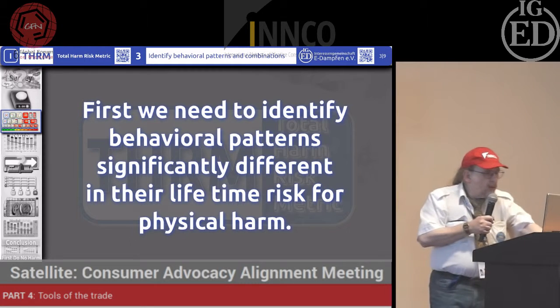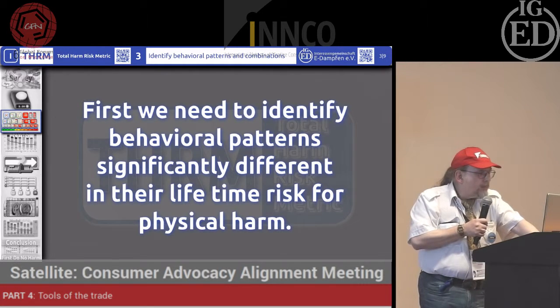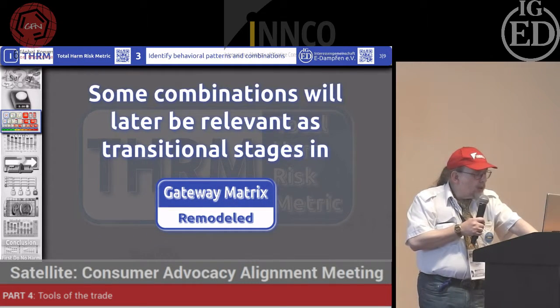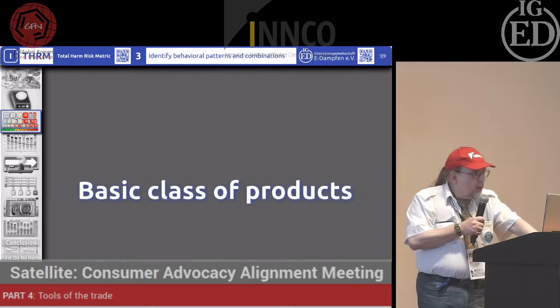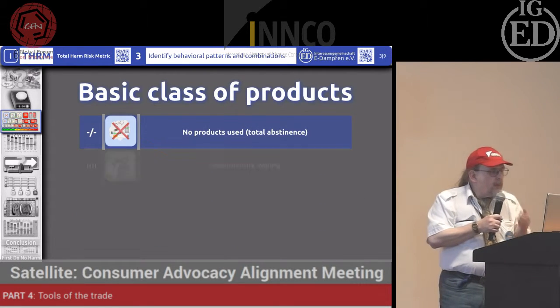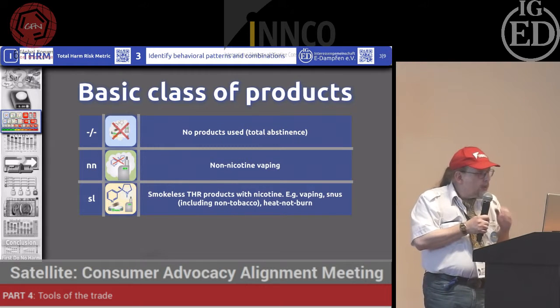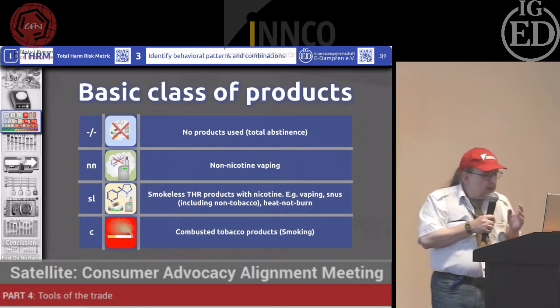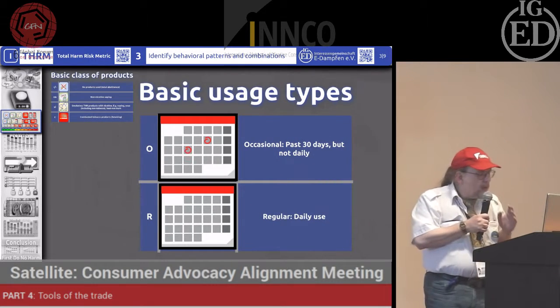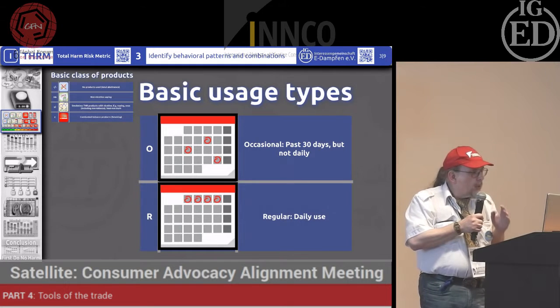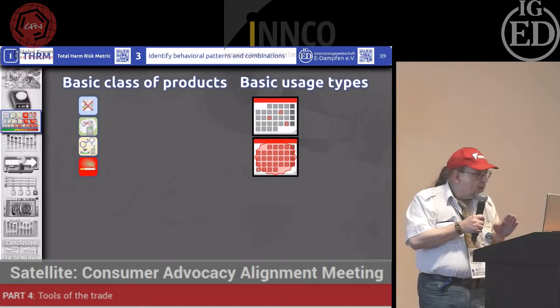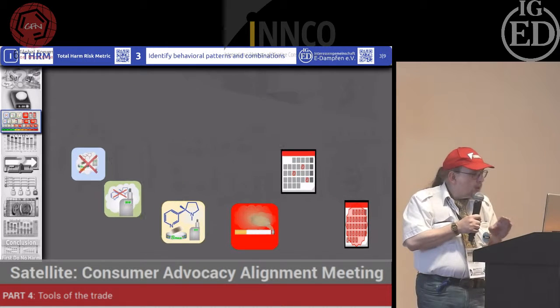And to do that, we need to identify the different behaviors and how significant they become for physical harm in the future. And the idea is I only focus on physical harm if that behavior is kept for the rest of the life. That's unrealistic, but it eliminates the need for speculation.